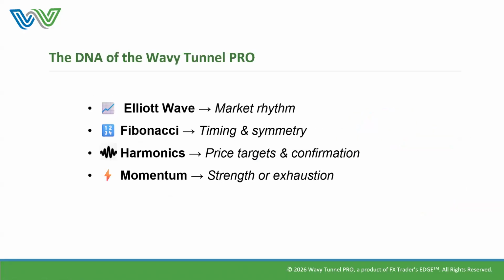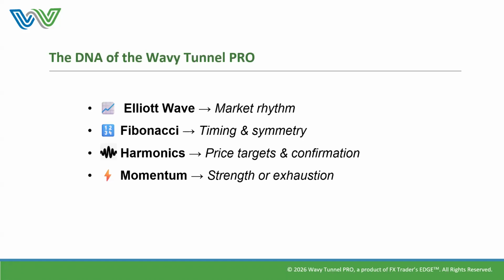The Wavy Tunnel Pro framework is built on the combination of several powerful market principles. First, Elliott Wave, which helps us understand the rhythm of the market cycles. And then second, Fibonacci, which helps us measure timing and symmetry within those waves. Third, harmonic relationships, which help identify potential price targets. And finally, momentum, which tells us whether a move has strength or is beginning to exhaust. When these elements align, they create the high probability setups we look for with the Wavy Tunnel Pro.